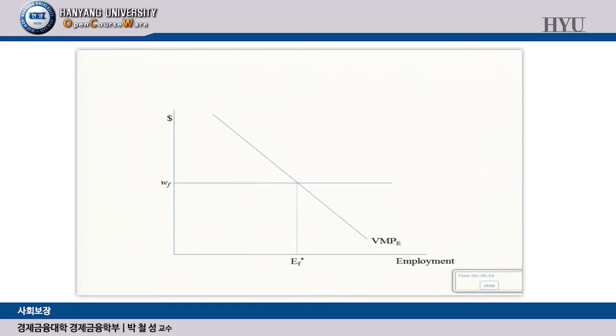So it's going to look like something like this. Let's say given that WF is given this way, you have a VMP curve, and then the optimal choice of employment is EF star. Okay? So in this economy, since men are paid more than females, a non-discriminating employer should not hire any men. They will hire only women because women are cheaper but equally productive. Okay? Let's start with that situation.